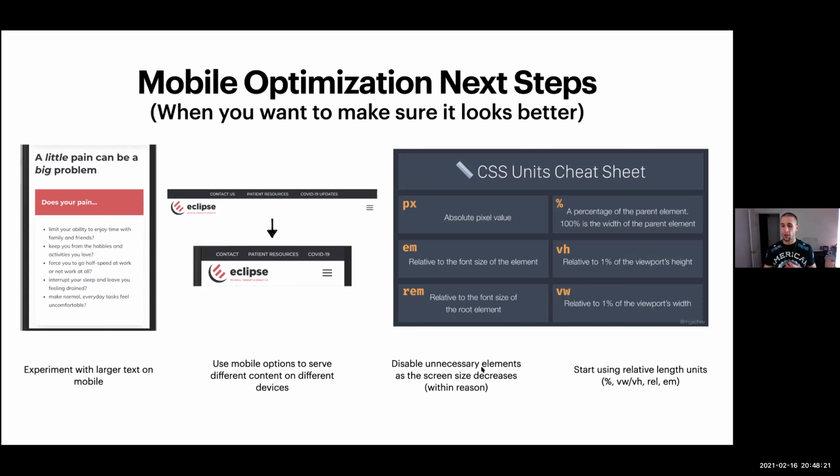Disabling unnecessary elements as the screen size decreases. So if you've got 4 images on desktop, can you get away with just 2 on mobile so that they can scroll faster through stuff? That's something to consider. And then start using relative length units. So instead of pixels, percentage or viewport width or rem or em, however you want to say them, that will adjust based on either the viewport or the width of the parent or the text size that you set as the base text size. And that way things are changing fluidly on their own without you always necessarily having to set different sizes at different breakpoints.